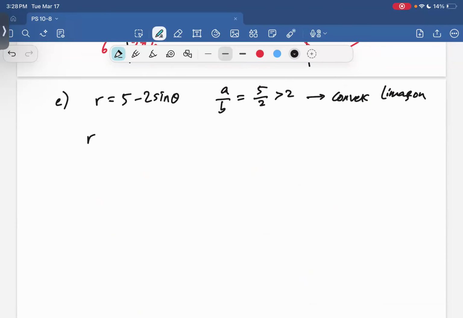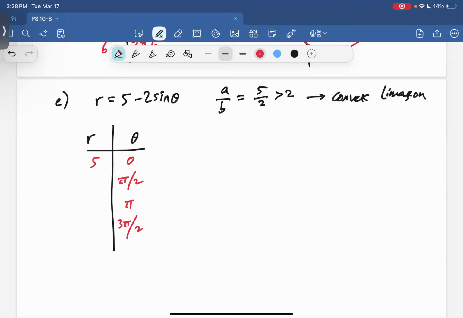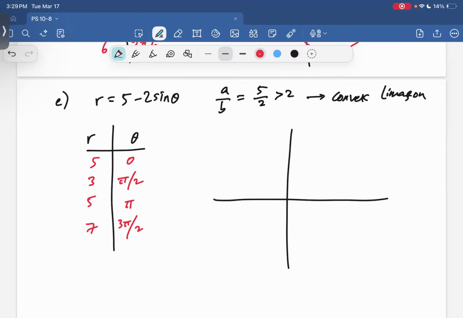So let's plug in some points to get the right locations. Sine 0 is 0. Sine pi over 2 is 1. Sine pi is 0. And sine 3 pi over 2 is, sorry, -1. So it gives us r equals 7. So then graphing this, we have 5, 0, 3, pi over 2, 5, pi, and 7, 3 pi over 2.